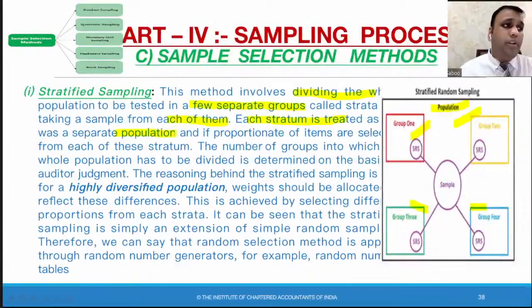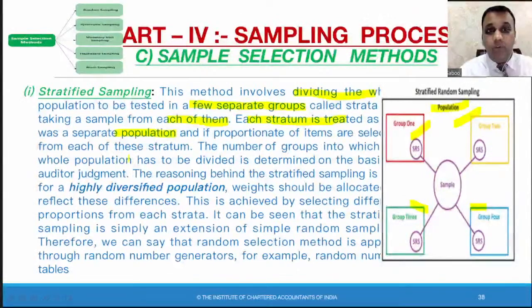Stratified is also random? No. It could be random, it could be systematic. It depends on the criteria you choose. Usually here stratified is random only because you have made strata and out of that stratum you are choosing your sample randomly. It is just an approach. It is a method.